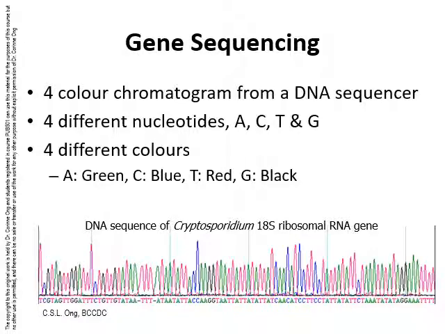The sequencing results are usually visualized as a series of peaks in 4 different colors for the 4 different nucleotides A, C, T, and G. These show up as A in green, C in blue, T in red, and G in black, so the DNA sequence can be read easily. I've added a sample of the results that are generated. In this case, you're looking at part of the DNA sequence of the 18S ribosomal RNA gene of the protozoan parasite Cryptosporidium. You can see that it is quite an AT-rich sequence.